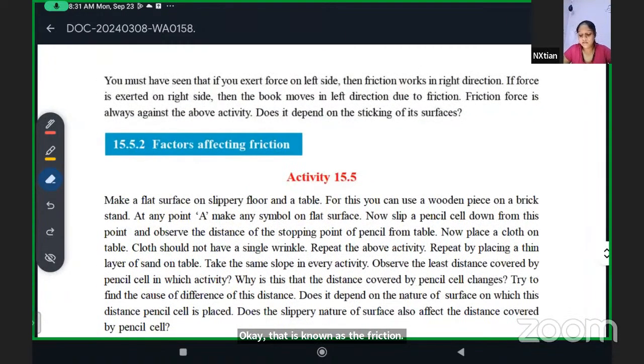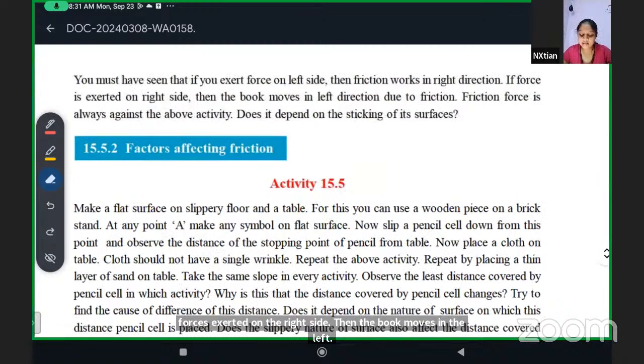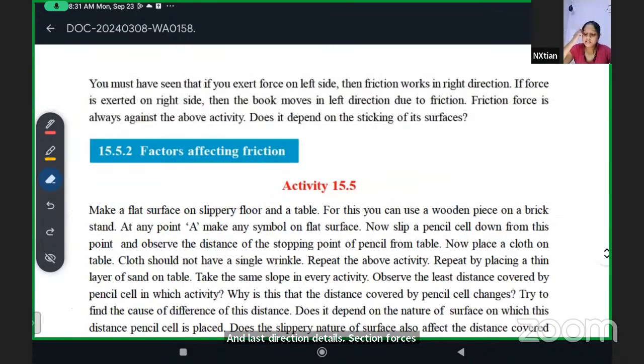You must have seen that if you exert force on the left side, the friction works in the right direction. If the force is exerted on the right side, then the book moves in the left direction due to friction. Friction force is always against the activity. Does it depend on the sticking of its surfaces?